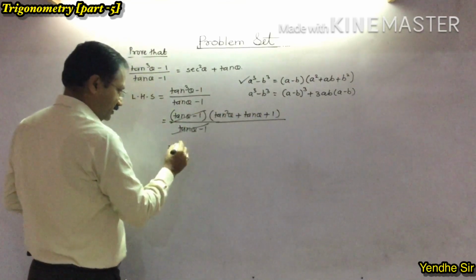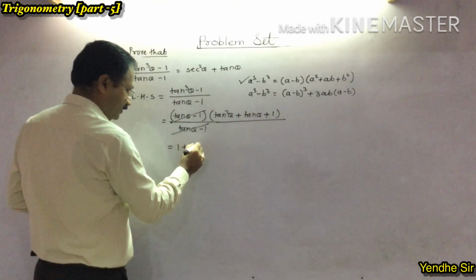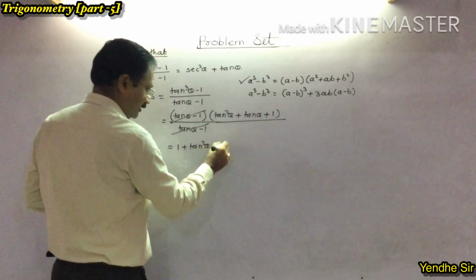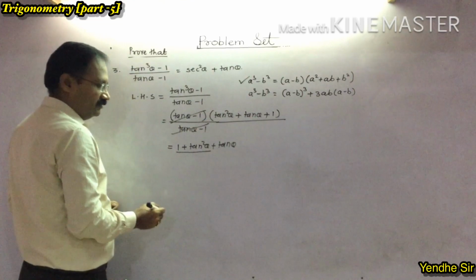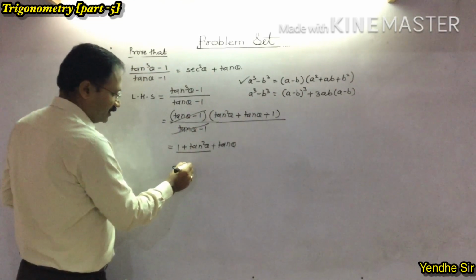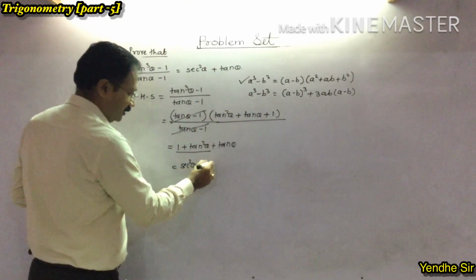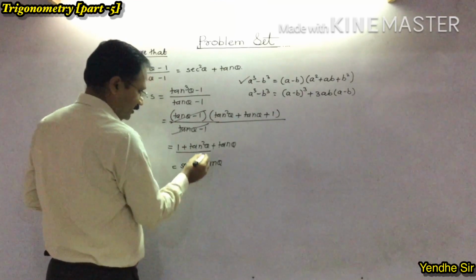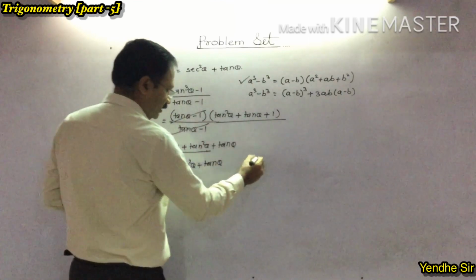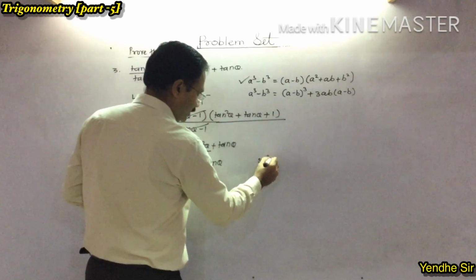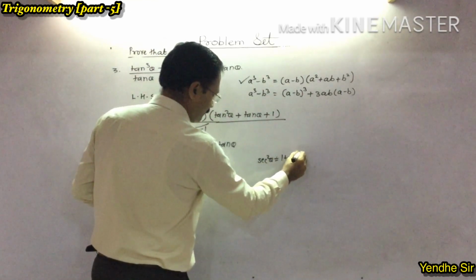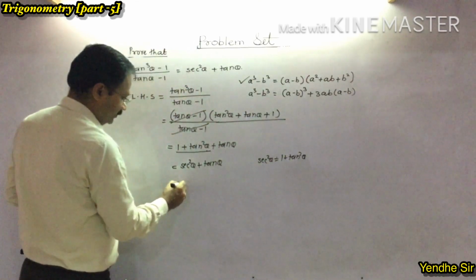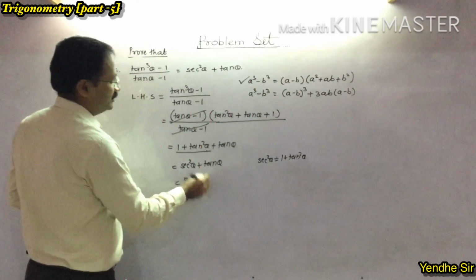So I am going to rearrange it: 1 plus tan square theta plus tan theta. Just rearrange it. And we know that 1 plus tan square theta is sec square theta, plus tan theta. Okay. So instead of this I have written this one. Give the reason: sec square theta equals 1 plus tan square theta. Okay. And this is our RHS.